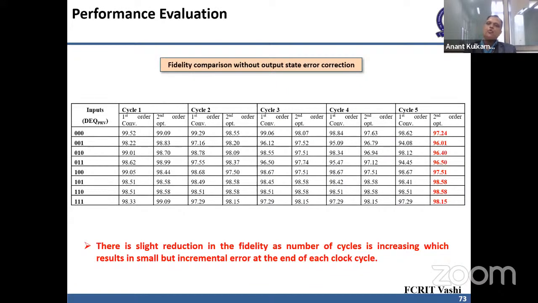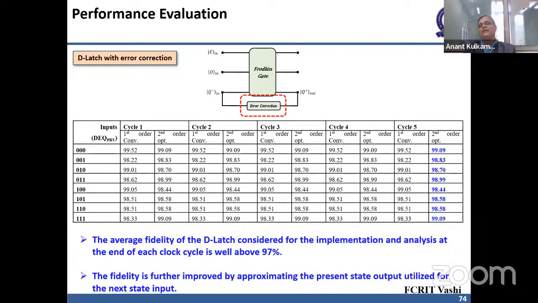What we have observed as we go on increasing the number of cycles, why? Because it is kind of a feedback thing. We give the output state as an input state. There is a slight reduction in fidelity as the number of cycles increases, which results in small but incremental error. So what did we do? We put in an error correction approximation. At that time, we did not have the error correction circuit, so we approximated. And what we observed is, if we approximate, the fidelity can be improved from 99% to say some 97%.